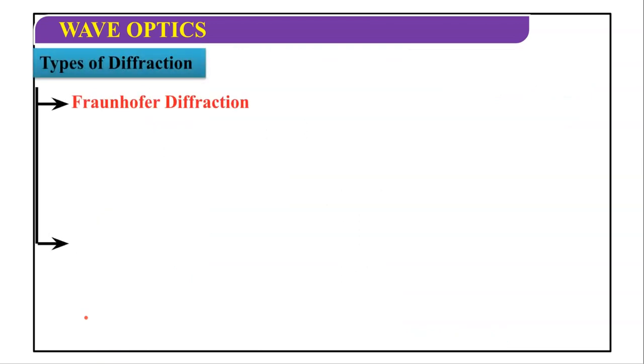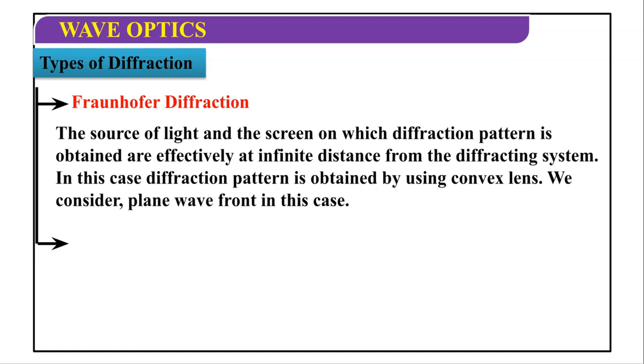So the types of diffraction are Fraunhofer diffraction and Fresnel diffraction. In Fraunhofer diffraction, the source of light and the screen on which the diffraction pattern is obtained are effectively at infinite distance from the diffracting system. In this case, the diffraction pattern is obtained by using a convex lens.